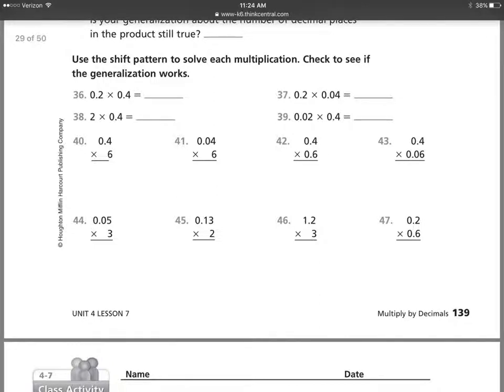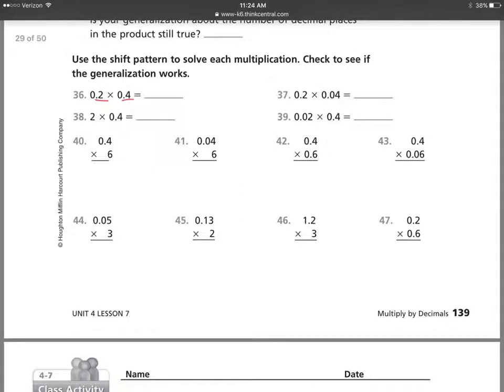We're going to skip number 35 for now and go on to 36 through 47. 36 says, use the shift pattern to solve these multiplication problems. Because these multiplication problems are using whole numbers that are simple enough for you to multiply in your head, there shouldn't be any work for any of these problems.